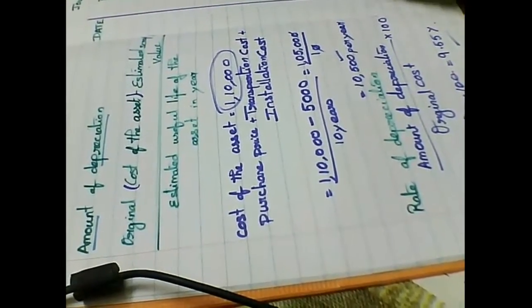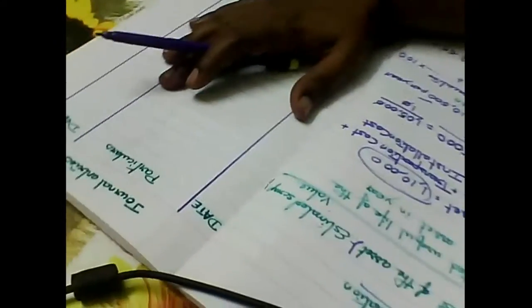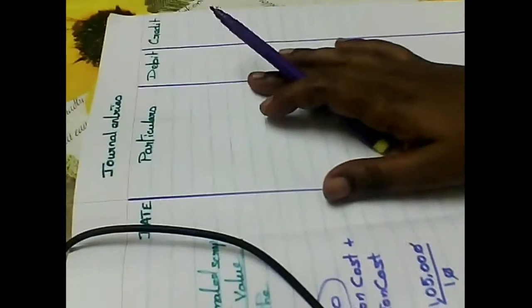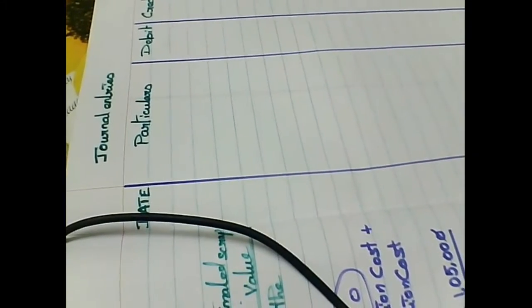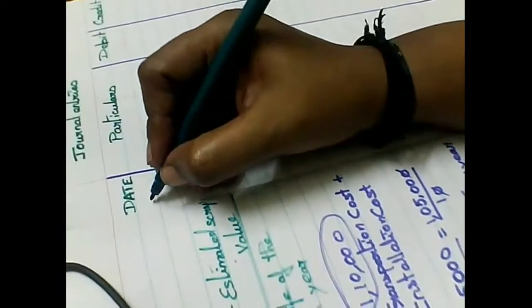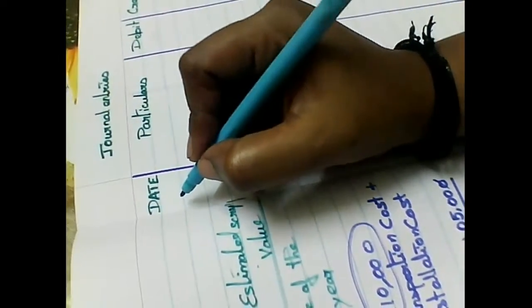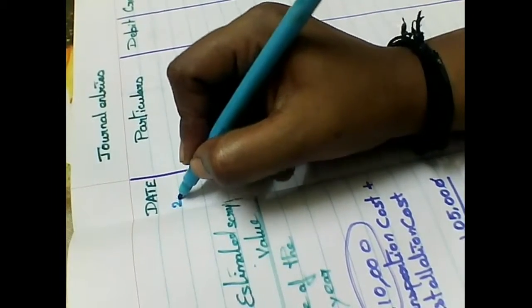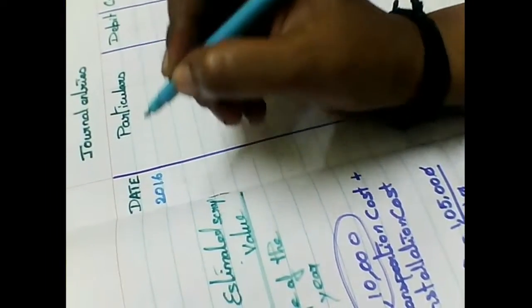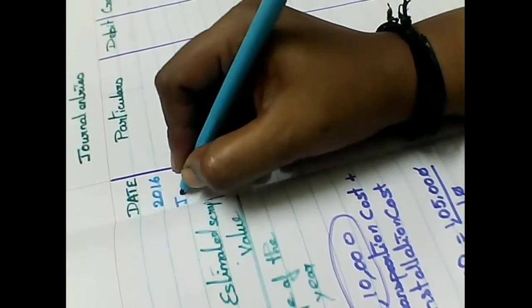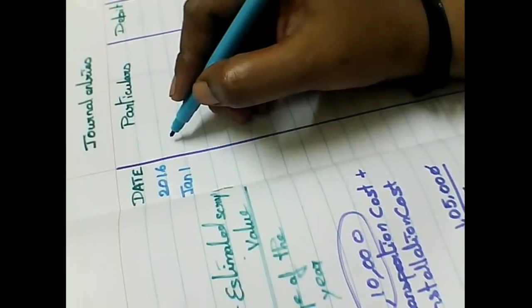Being clear on that, the next step is the journals. What is the journal we are going to work out here based on this? It is the easiest journal. Here, what is the purchase date? In depreciation, we should not forget the date, 2016. The date and month are very important in depreciation.